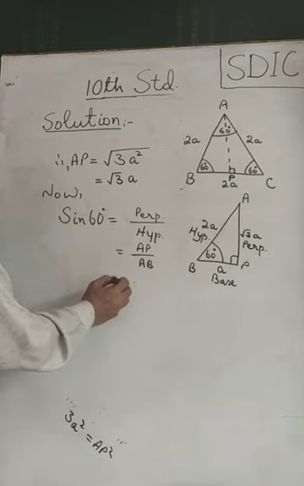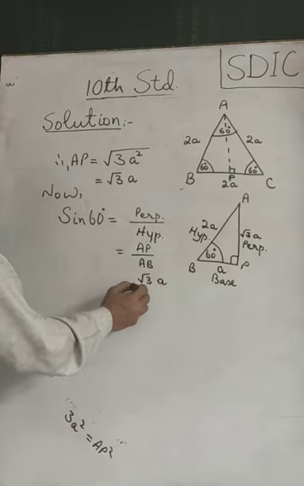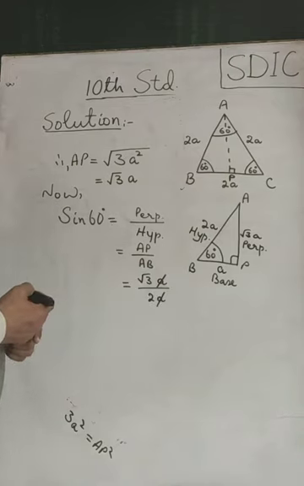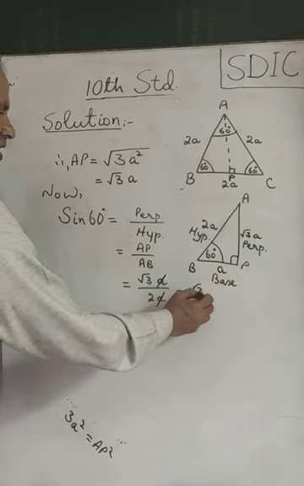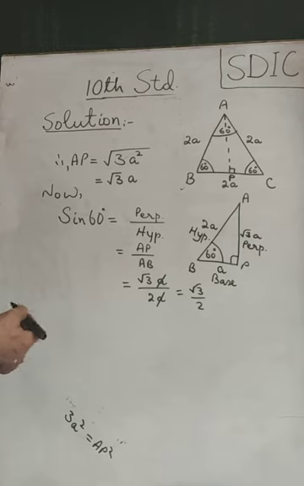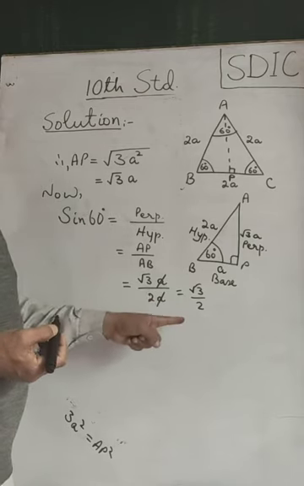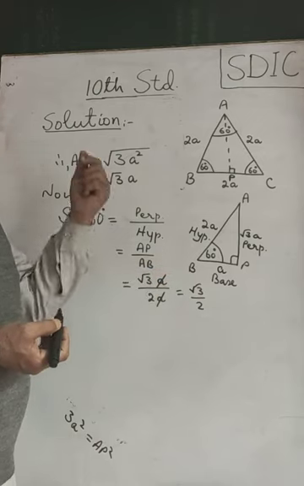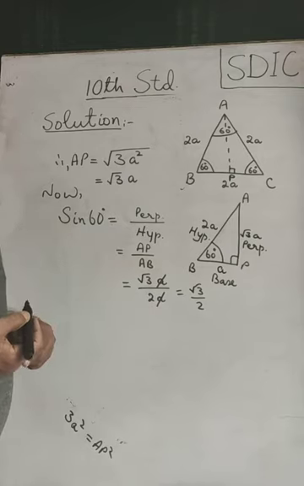Now use their values. AP is square root 3A. AB is 2A. A in both numerator and denominator will be cancelled. The result therefore is under root 3 by 2. This is the value of sine 60. And you will have to remember this. Sine 60 is under root 3 by 2. You will have to use it frequently, not only in this class, higher classes also. Remember, sine 60 is under root 3 by 2.